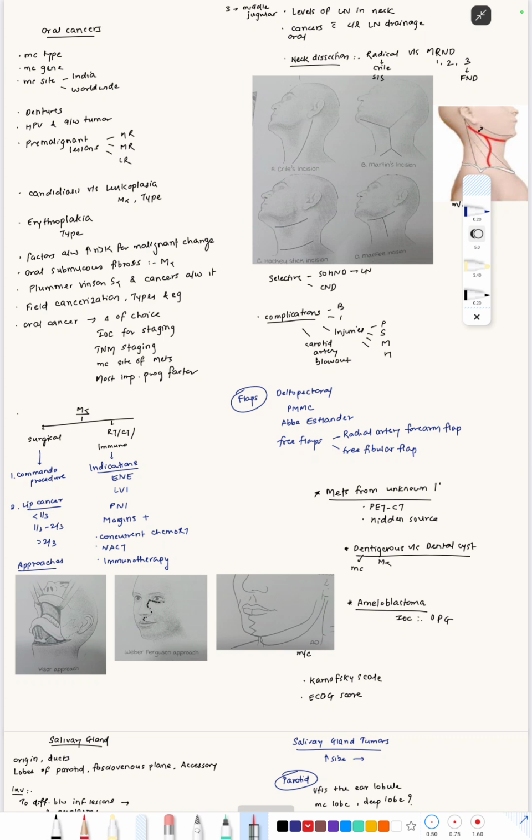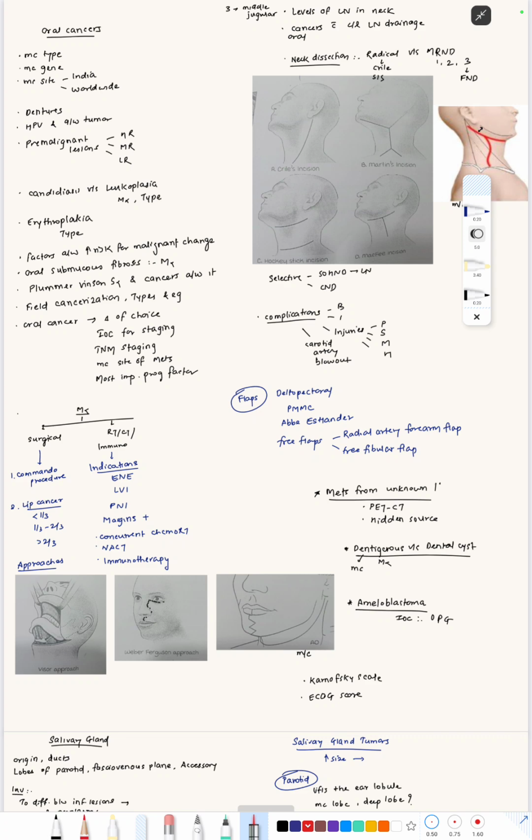So the T1 stage is where the size of tumor is less than 2 cm and depth of invasion is less than 5 mm. T2 is further divided as T2A and T2B. In T2A, the lesion is still less than 2 cm, but the depth of invasion is 5 to 10 mm. In T2B, the size of the tumor is 2 to 4 cm and the depth of invasion is less than 10 mm.